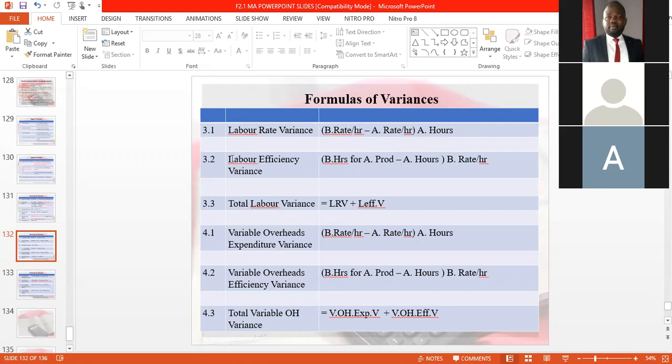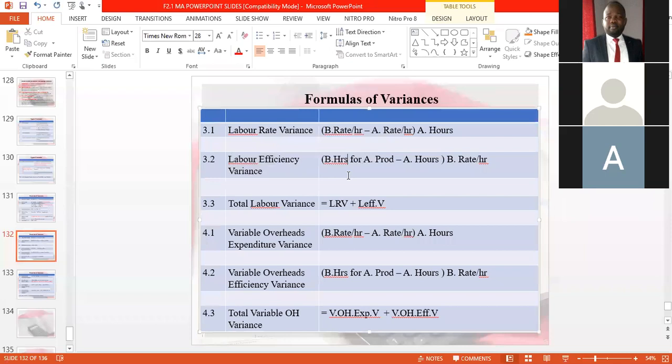There is also labor efficiency. Under labor efficiency, the formula is budgeted hours for actual production minus actual hours, times budgeted rate per hour. How do you get the budgeted hours for actual production? It is equal to budgeted hours per unit times actual production units. That is what gives you the budgeted hours for actual production.